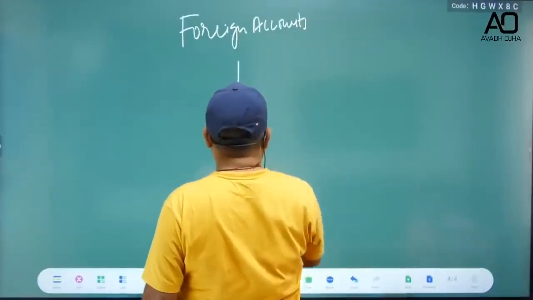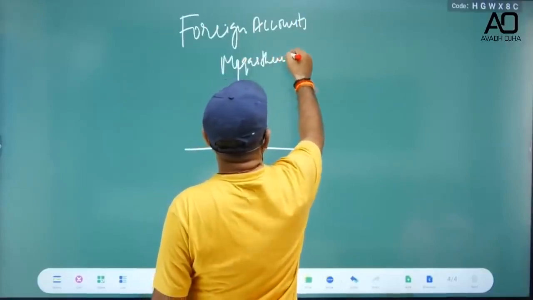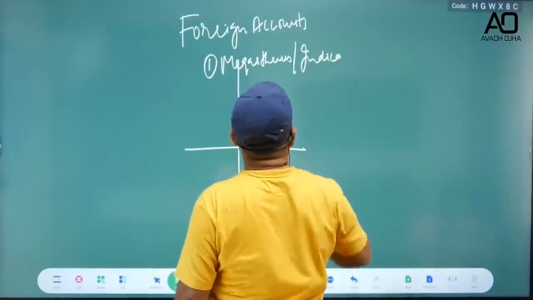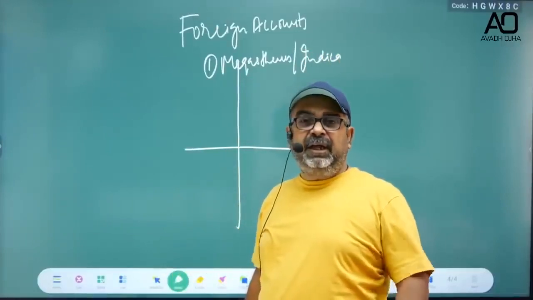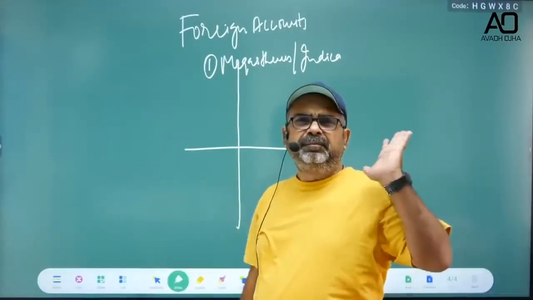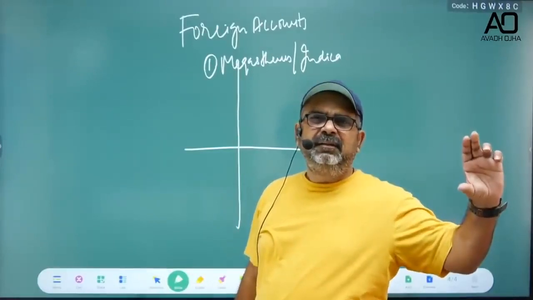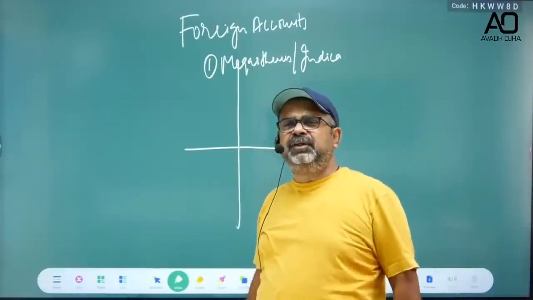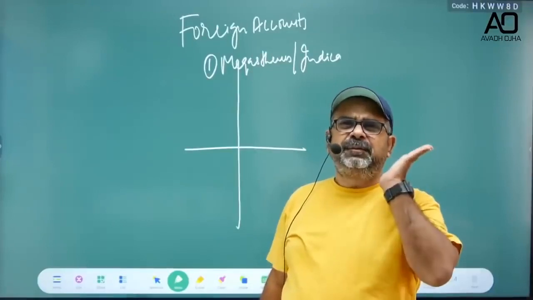In foreign accounts we have Megasthenes' Indica, a very important source. Megasthenes' Indica, Arthashastra and Ashokan inscriptions give a very sound picture of the Mauryan period. Comparative study is a very important aspect of ancient Indian history.